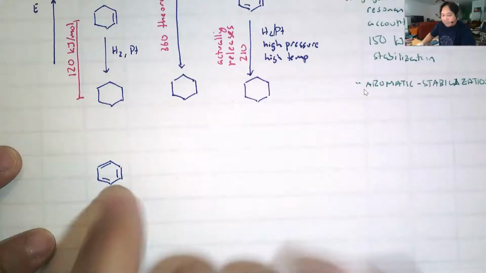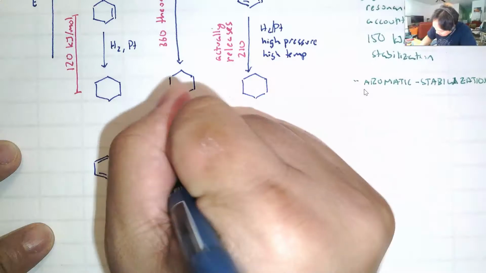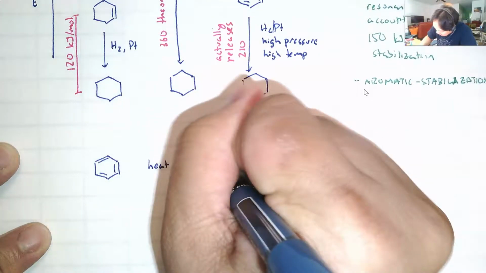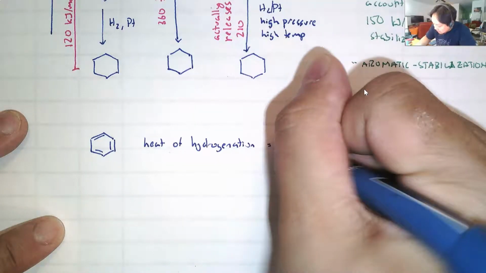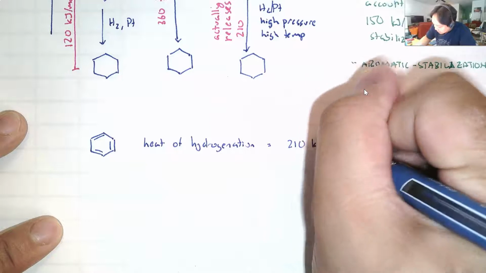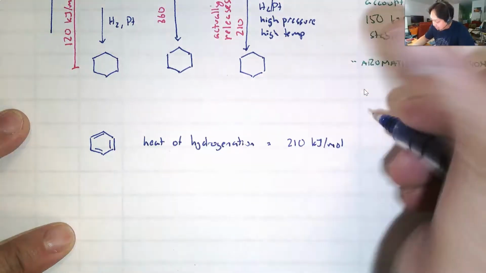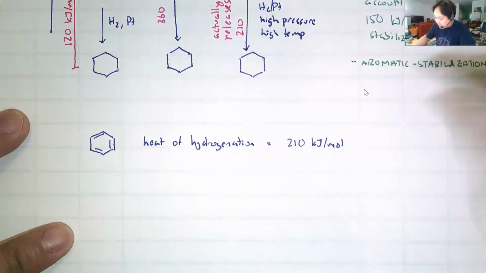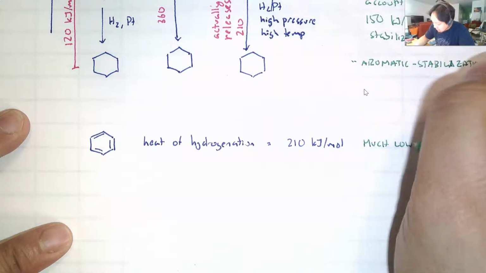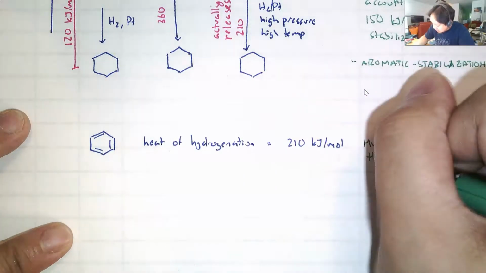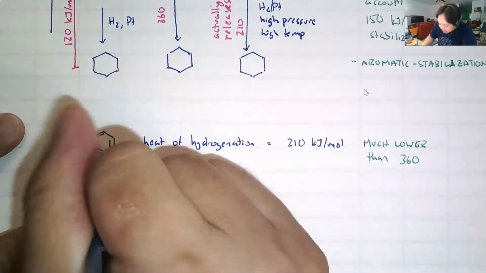Okay. For benzene, the heat of hydrogenation, meaning the heat released upon hydrogenation, we said was equal to 210 kilojoules per mole. And this is considered much lower than the theoretical 360. But what about the stop sign?